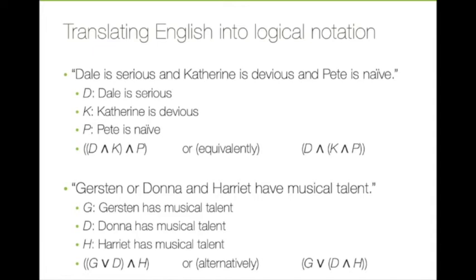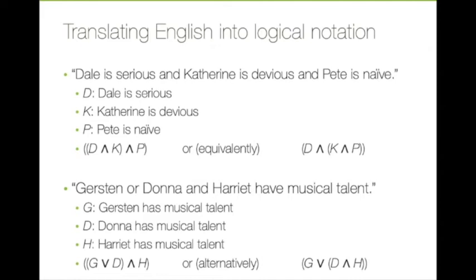So in the first example we looked at, the parentheses didn't create a difference in meaning, but in the second example here, they'll make a distinction between two meanings of the ambiguous sentence of English and two different symbolizations. So our ambiguous sentence is Gersten or Donna and Harriet have musical talent. So again, we see our 3 sentence letters and 3 associated atomic sentences there. And we have 2 different symbolizations.